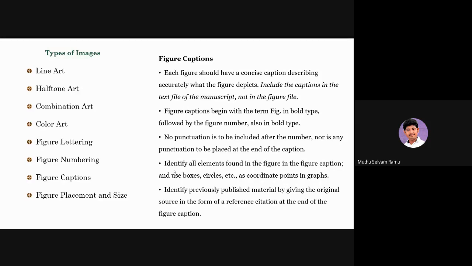Next slide. Coming to the figure caption. As I mentioned earlier for the title, here also the figure caption should be clear and concise, and it should state what the particular figure explains. It should start with the caption word Figure and the number in bold. It should not be separated with colons. No punctuation should be included in between. For example, Figure 6, colon, and the title. It should not be like that.